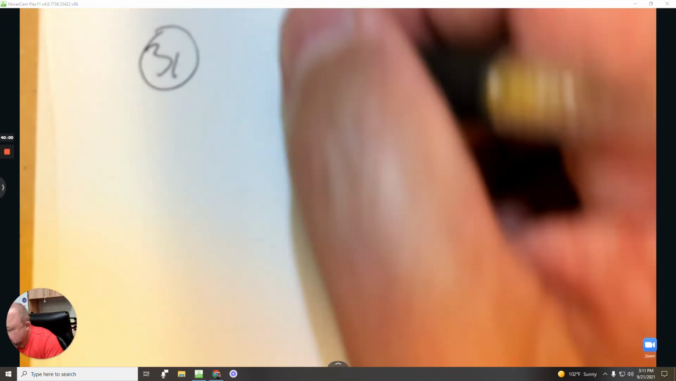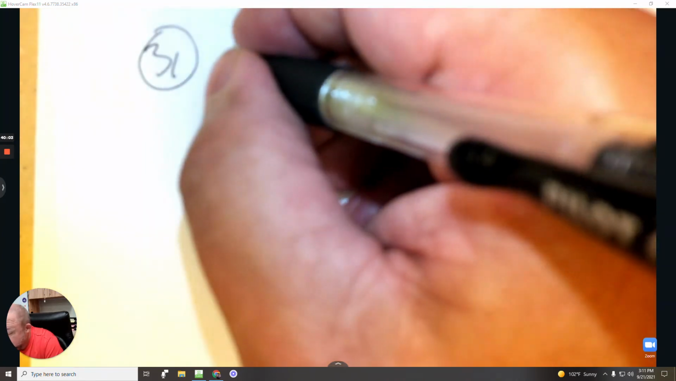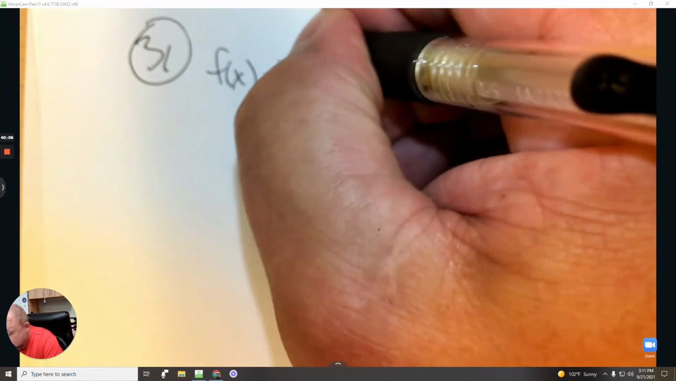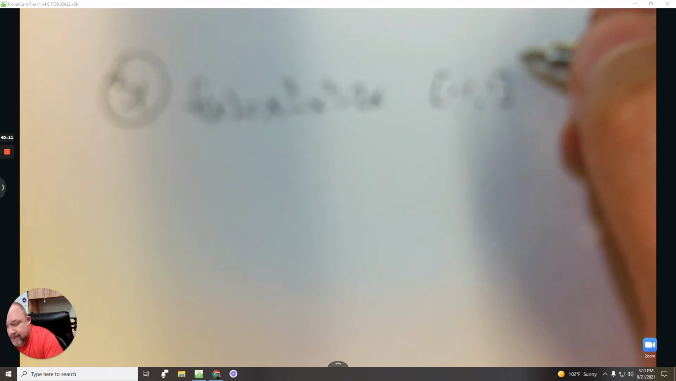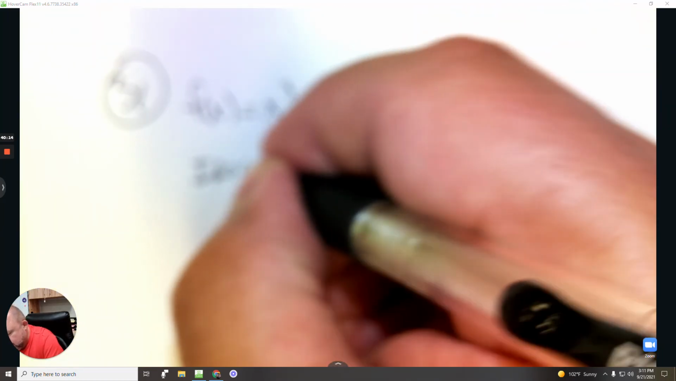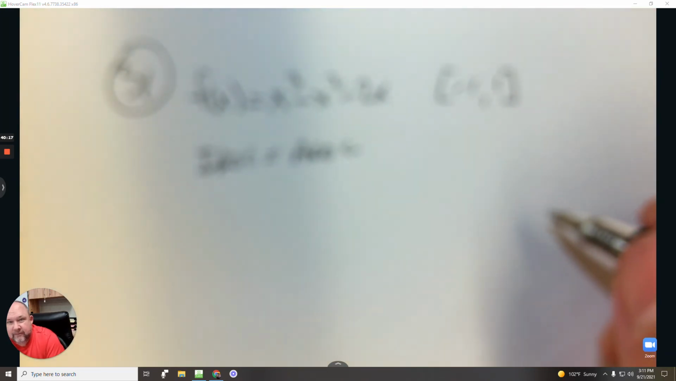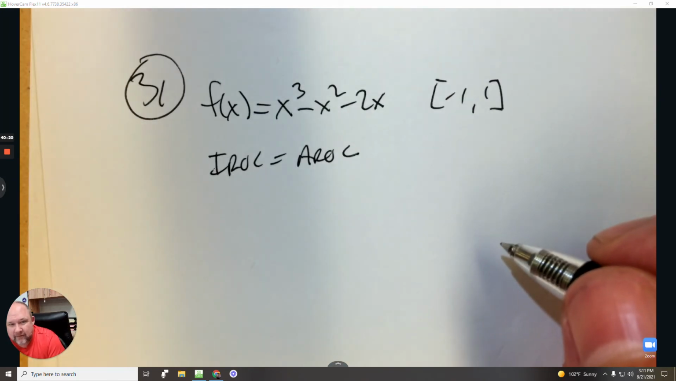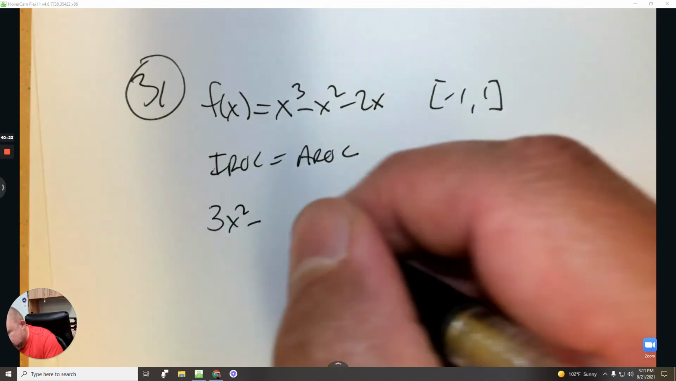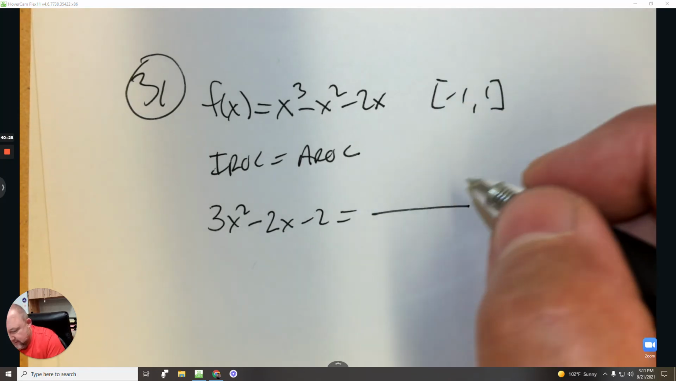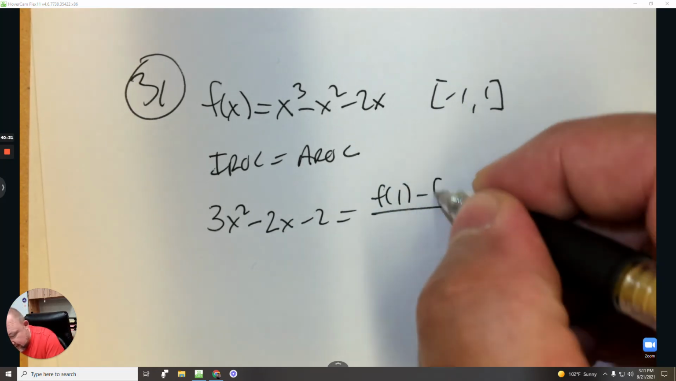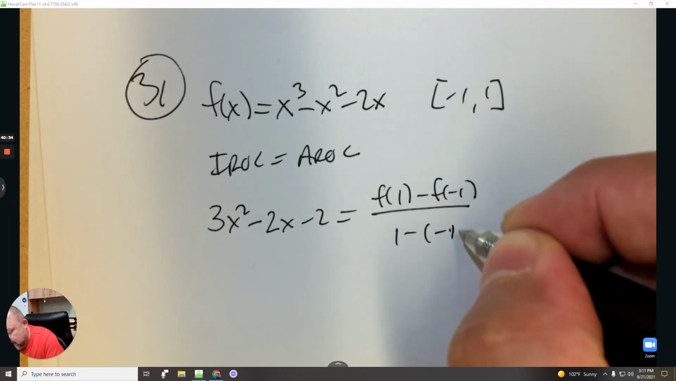All right, 31. In question 31, find the c value that guarantees. Now for this one, it's continuous and differentiable. It's a polynomial, so it's easy to tell it passes that test. From -1 to 1. So this is the instantaneous rate of change equaling the average rate of change. That's what we're doing. That's the mean value theorem. So the derivative is 3x squared minus 2x minus 2. And then the average rate of change is f at 1, subtract f at -1, over 1 subtract -1.